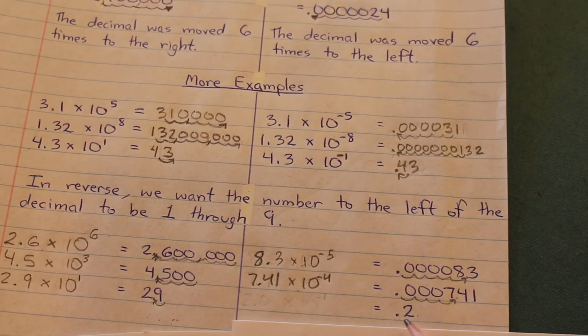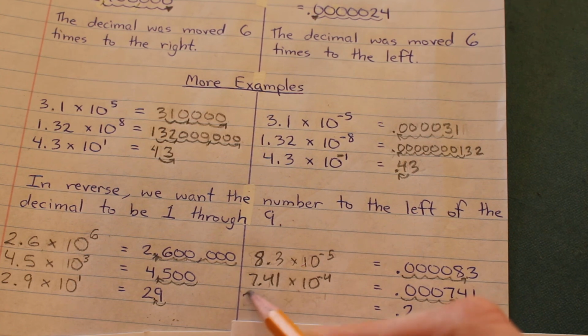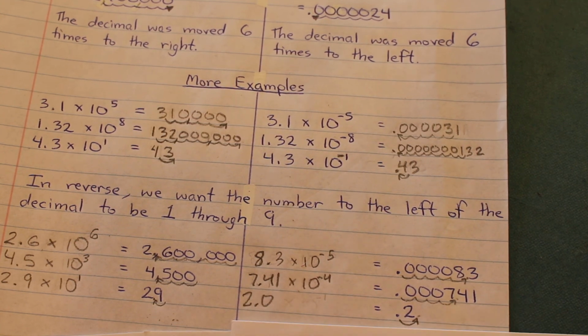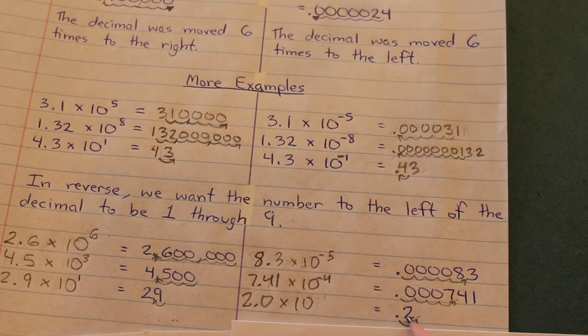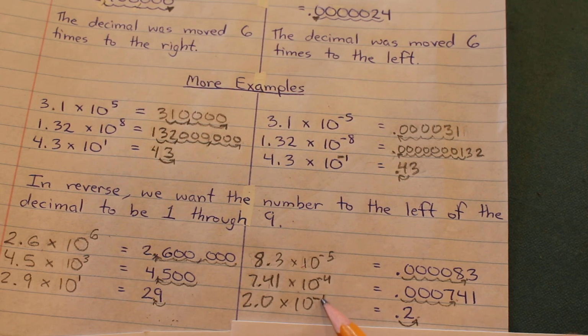So 0.2, we need the decimal so that to the left of it is 1 through 9, so it needs to be right there. So to the left of it is a 2, which is 1 through 9. And you could put 2.0. But it came from here, and to get there, you'd have to move the decimal once to the left. That's times 10 to the negative 1.